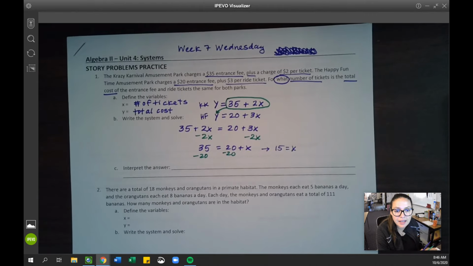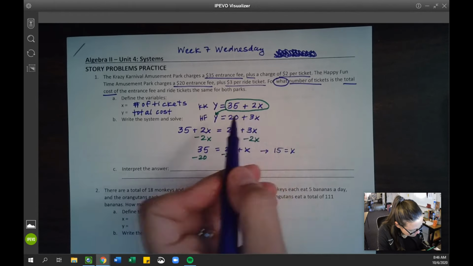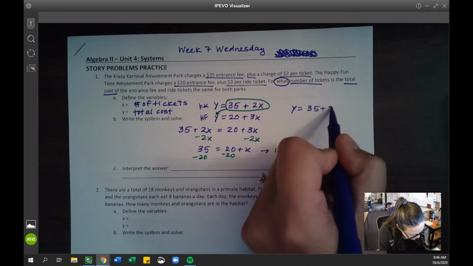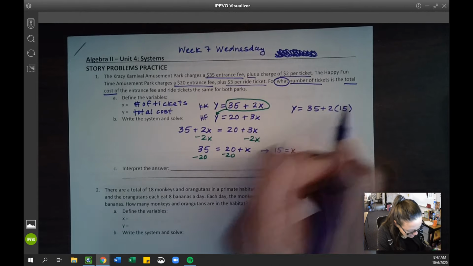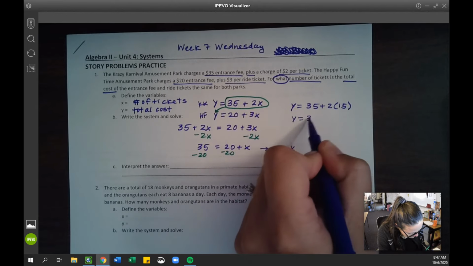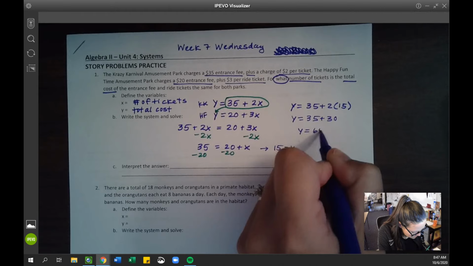Now I'm not done. I have to go back and find y, and we're going to plug that back in. So y equals 35 plus 2 times 15, because x is 15. 35 plus 30, y equals 65.